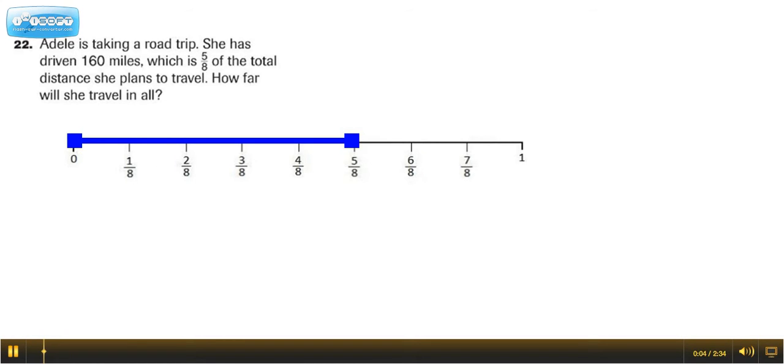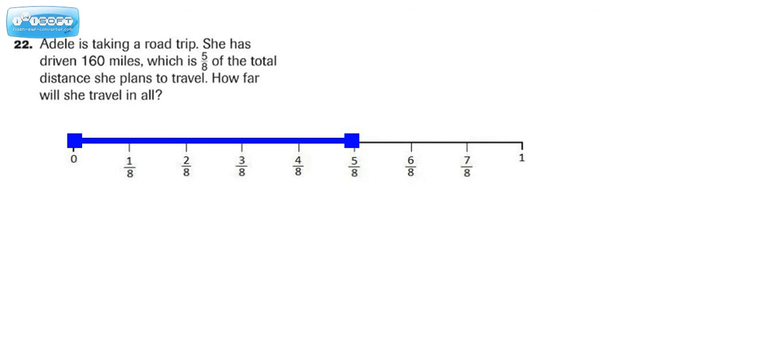We're taking a look at question number 22 from practice test 8. Adele is taking a road trip. She has driven 160 miles, which is 5/8 of the total distance she plans to travel. How far will she travel in all?